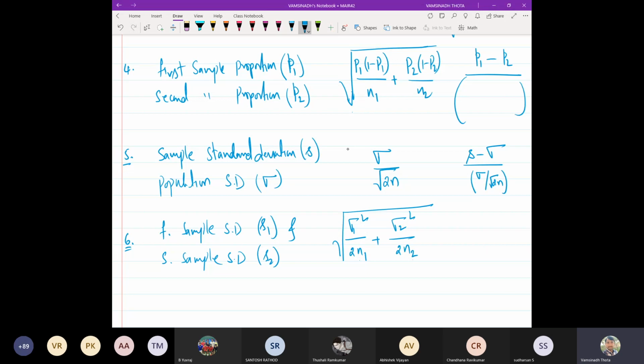n1 and n2 are the sizes of the first and second samples respectively. Sigma 1 square and sigma 2 square are the population variances from which the samples have been taken respectively. So the corresponding test statistic is the difference between the sample standard deviations, S1 minus S2 upon the standard error, that is sigma 1 square upon 2 times n1 plus sigma 2 square upon 2 times n2. So these are the general test statistics that we will come across.